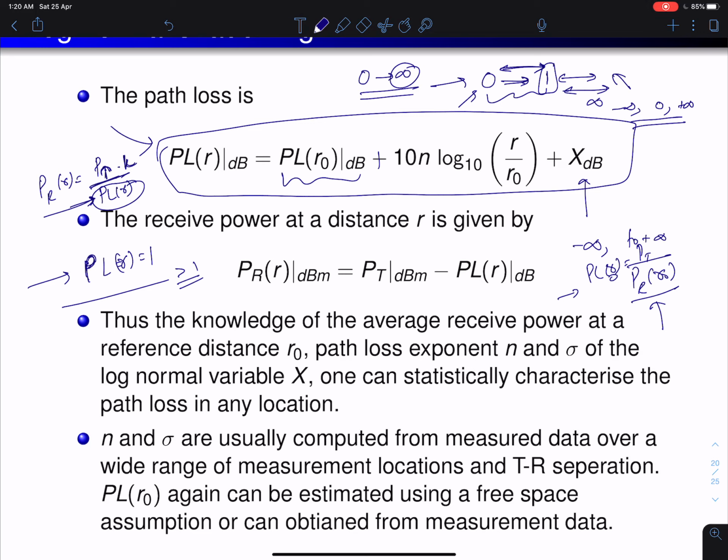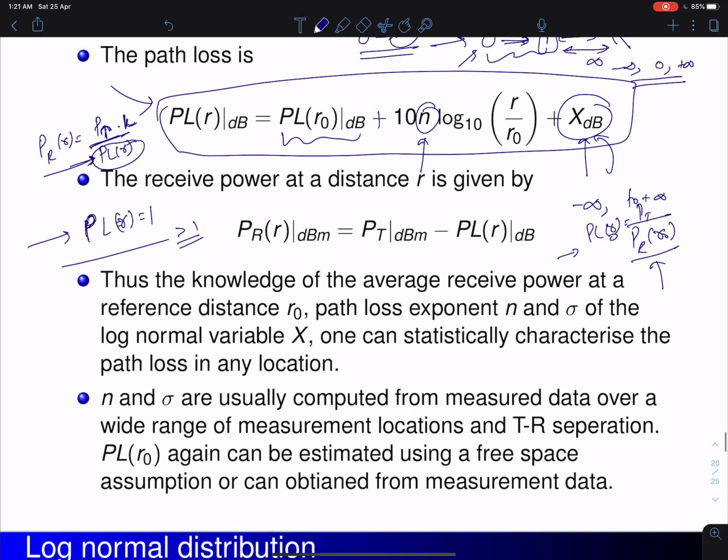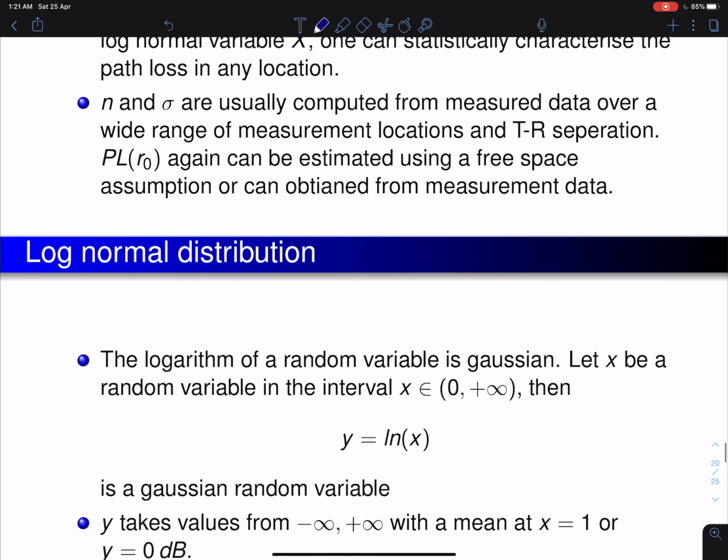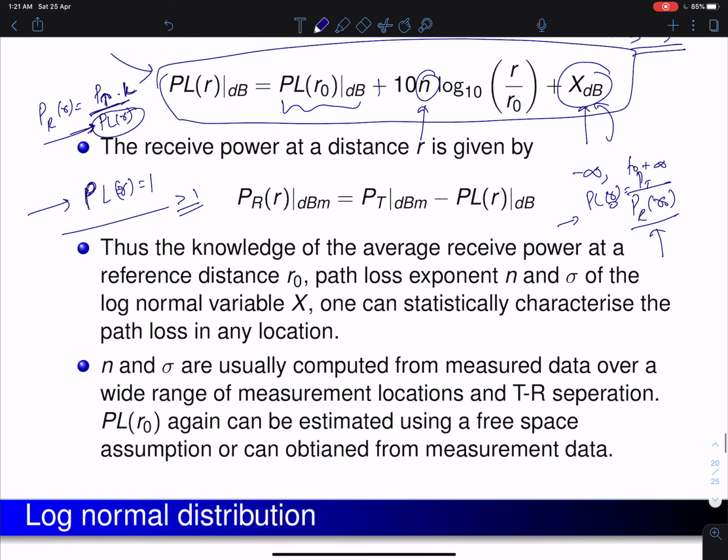Once you know that, all you need to know is the path loss exponent n and the variance of this random variable x in dB. If you know these two, then you have all the statistical models available to you. You have completely characterized the channel. So you can say what is the probability that I am going to receive a certain power, or that my received power is going to be greater than a certain number. So that's about the statistical modeling of the path loss.